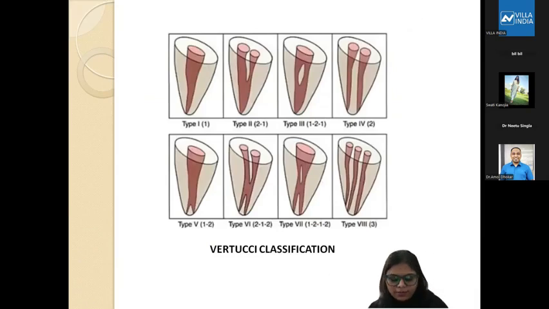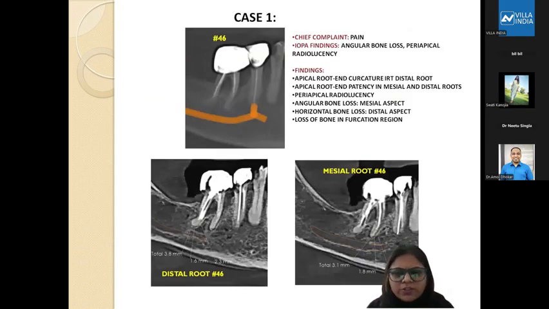Okay, so this is the vertex classification that we use. Type 1, type 2, type 3, 4, 5, 6, 7. So let's discuss a few of the cases I have extracted. So this is case 1.